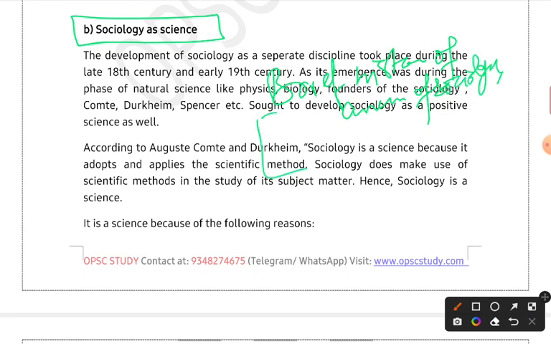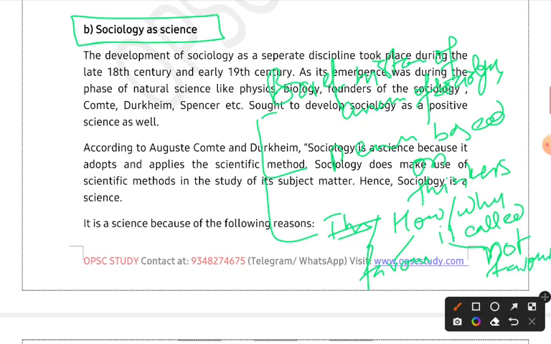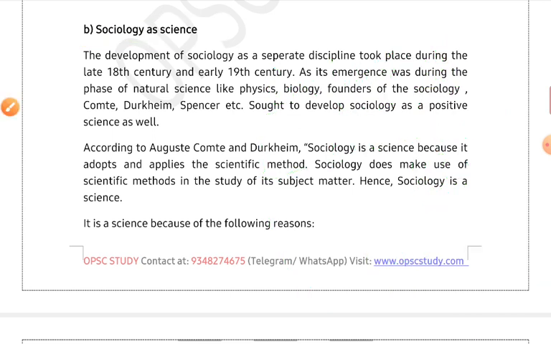Then you will write the definition based on the thinkers. And then how or why it is called a science, है ना? Points in favor of it, and points not in favor of it. And then you will conclude it. So this will be your brief structure, right?